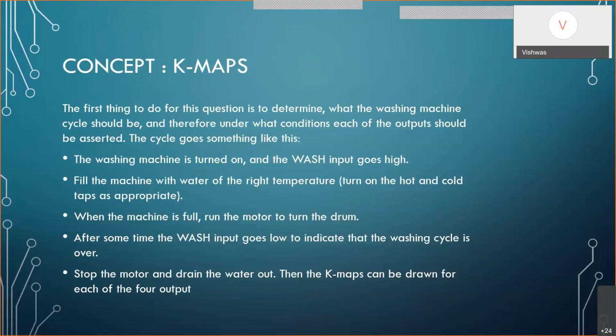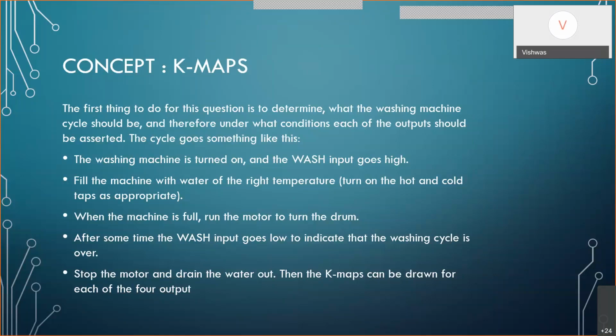Then when the washing machine is full, run the motor and turn the drum. Here also multiple parameters come up, like what RPM it should run at. Let's say it is spinning for drying, then it will run at a faster speed. If it's just washing for basic rinsing, then it will run at a slower RPM. All those things have to be taken care of in the sequence of operations. Once everything is done, drain the water out using other pumps.